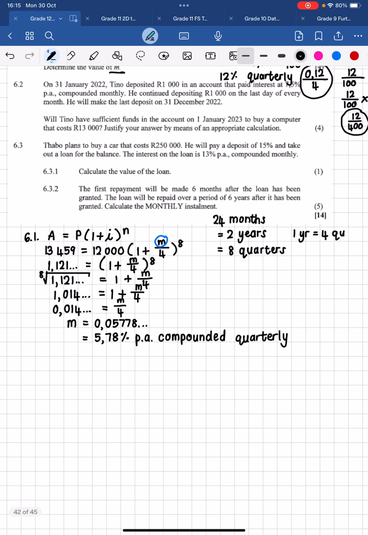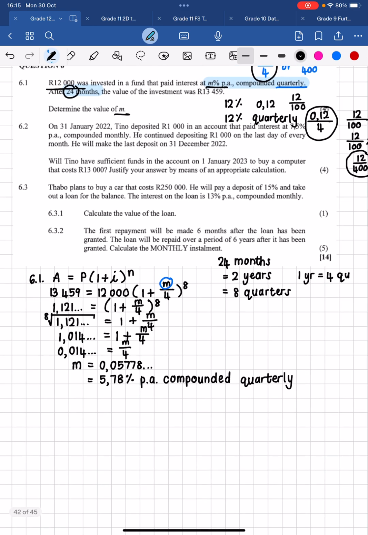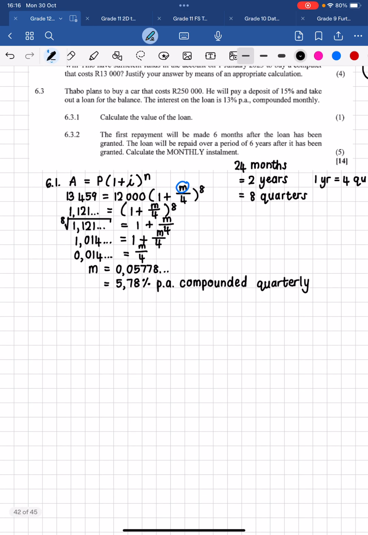Yes, to get this from here, I multiplied by 4, and then that was my answer. All right, let's look at the next question, 6.2. If you guys have more questions, you can just put them in the comments, and I will look at them after this.